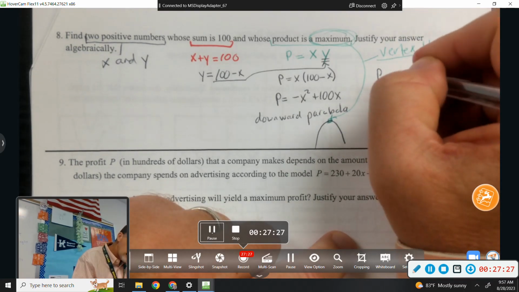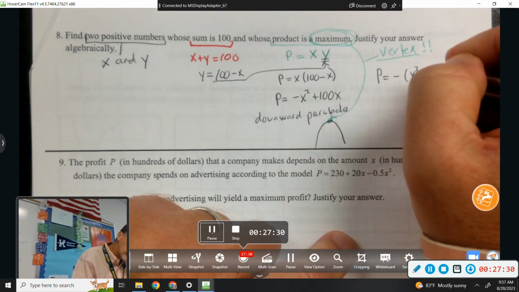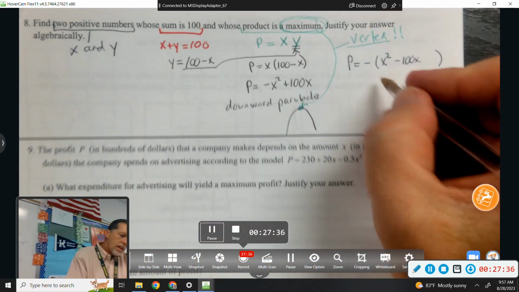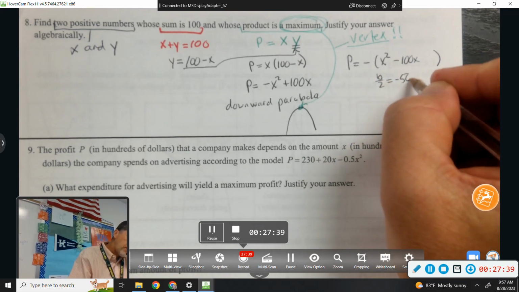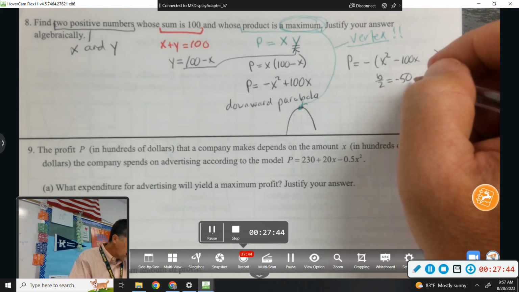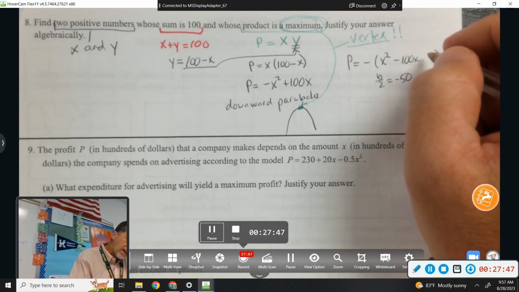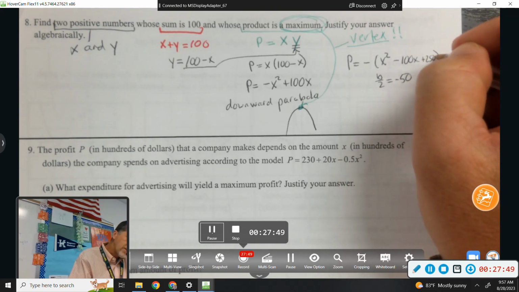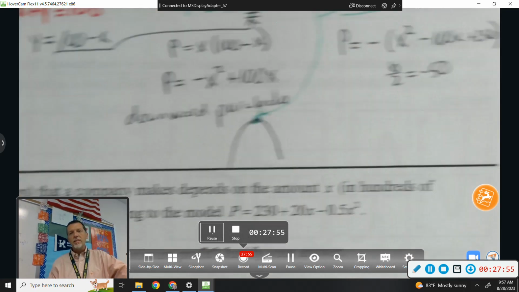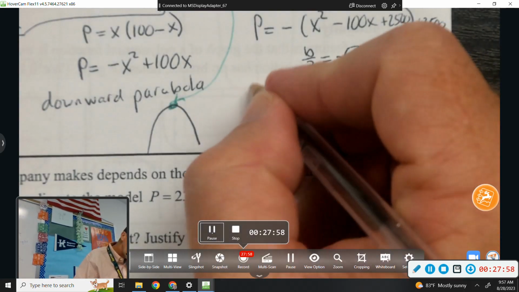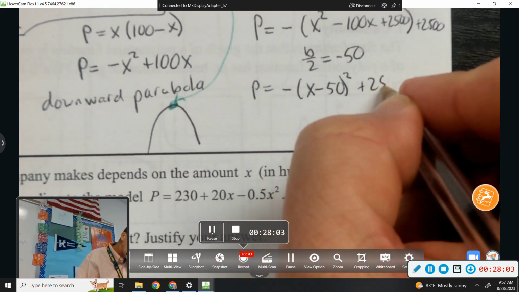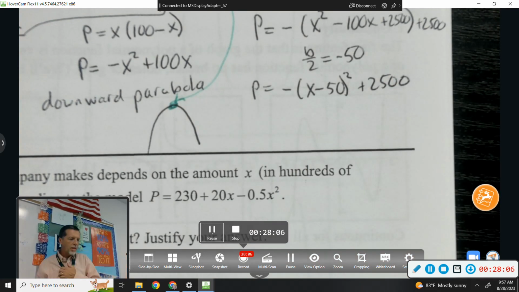So I'm going to go back to complete the square. Half of b is 50. Square that. Is that 2,500? So this is kind of ugly, but I'm not having to graph it, so I'm not too worried about this. So P is negative x minus 50 squared plus 2,500. And we wanted the vertex.